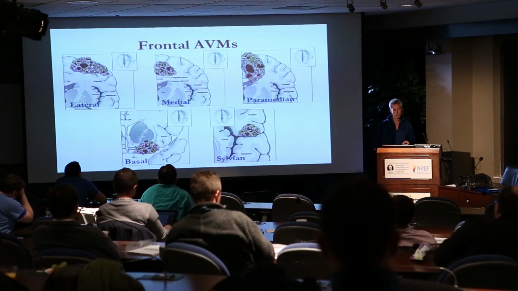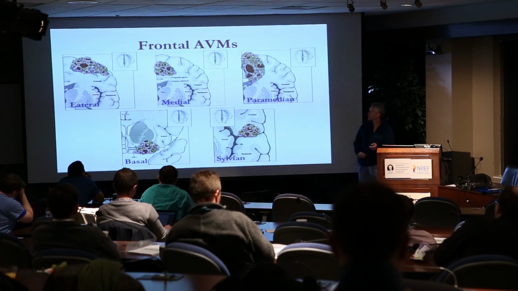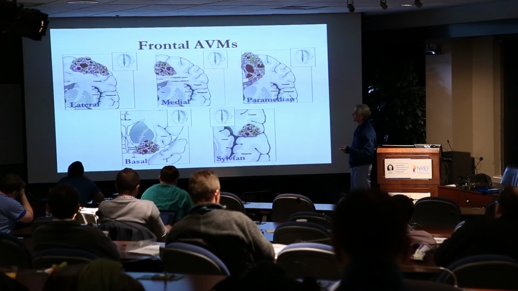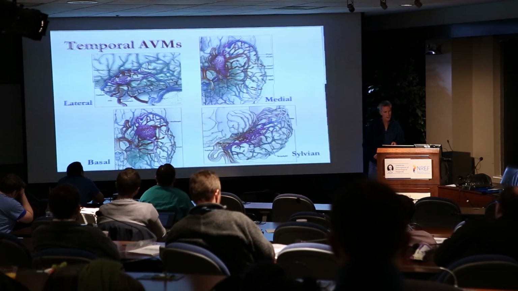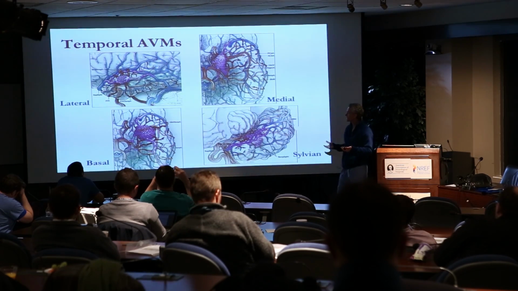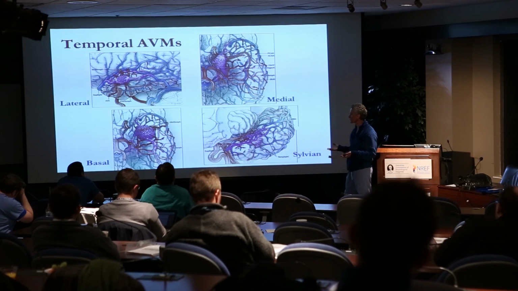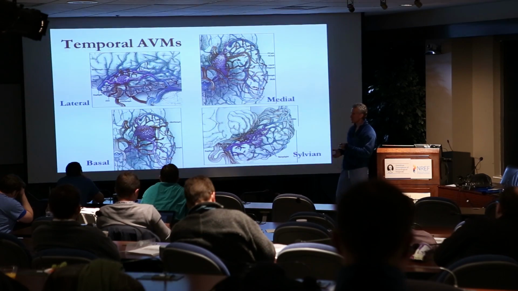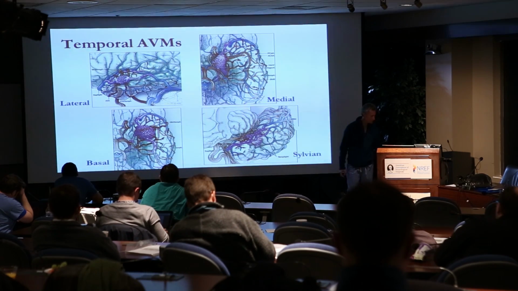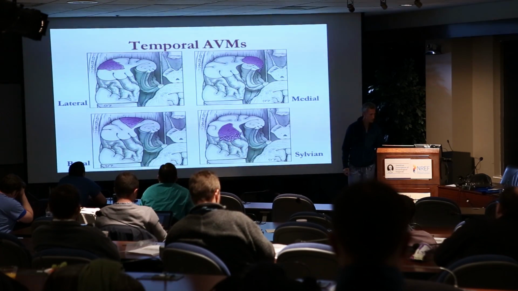If you look at the temporal AVMs, this is just a different view showing that lateral, medial. So these are cross-sectional views showing the same thing. The temporal has the same concept. The temporal lobe has a lateral surface, a basal surface, a medial surface, and a sylvian surface. And those define the 4 different types of temporal AVMs you're going to see. And here it is in cross-section.